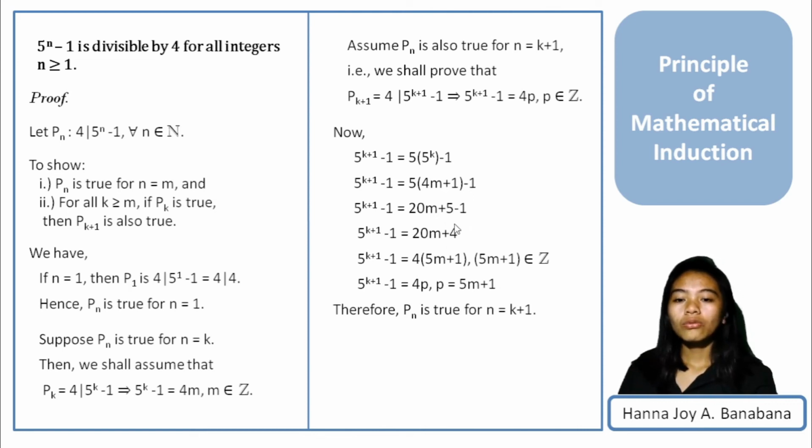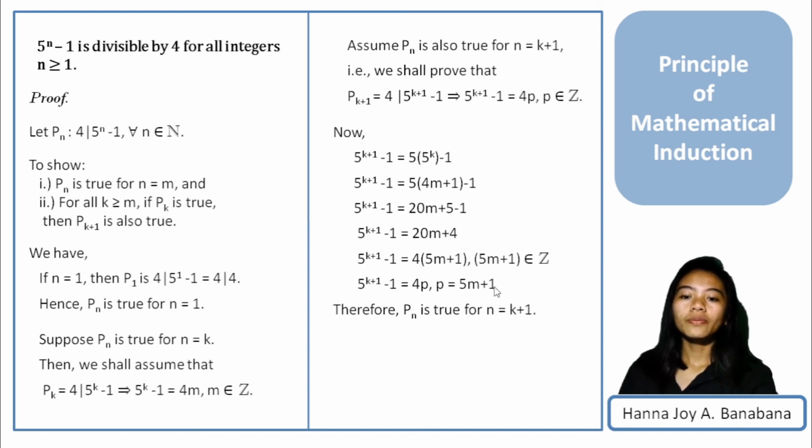Now, we will simplify. That will become 20m. Add like terms. So 5 minus 1 is 4. So we have 20m plus 4. And then, factor this out. We will have 4 times the quantity of 5m plus 1, where 5m plus 1 is an element of Z. And then, that will become 4p, where p is equal to 5m plus 1.